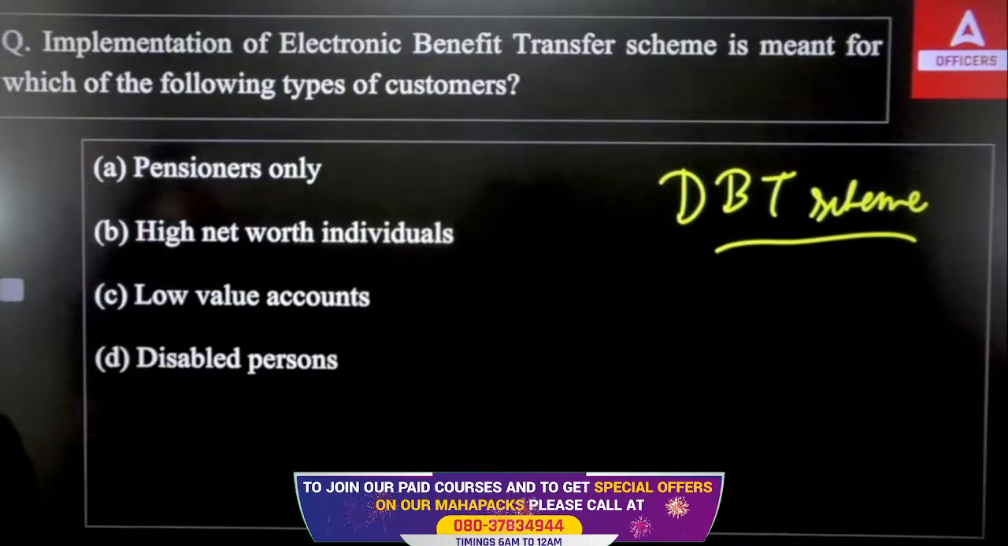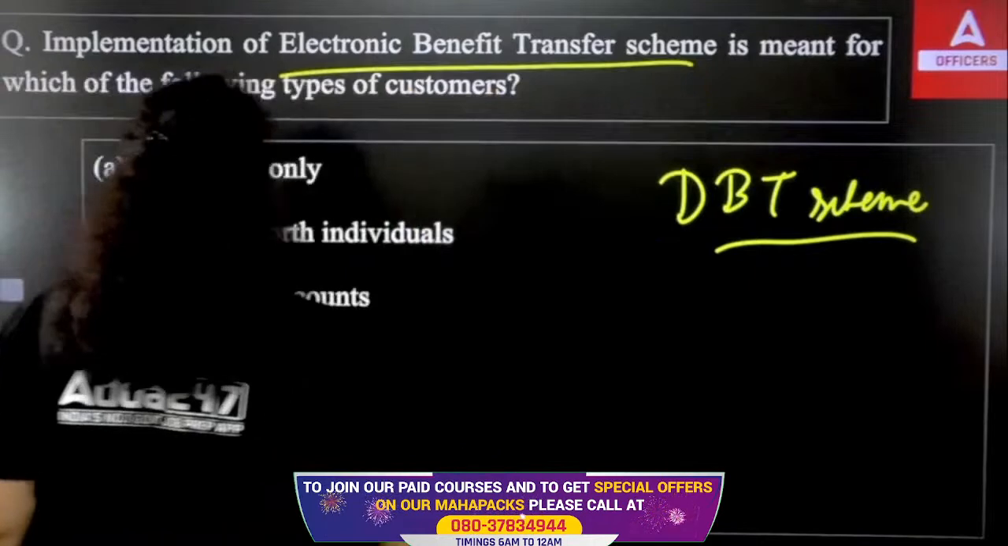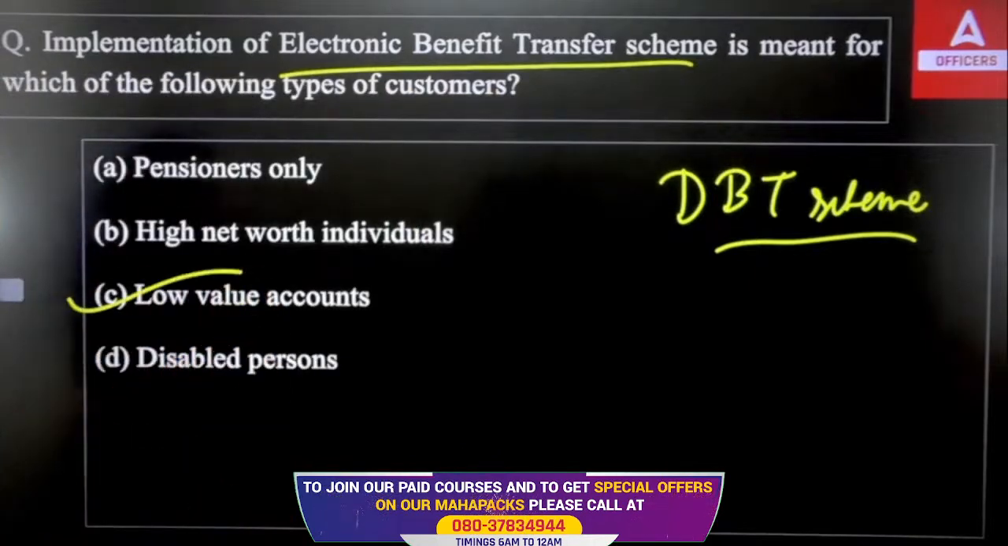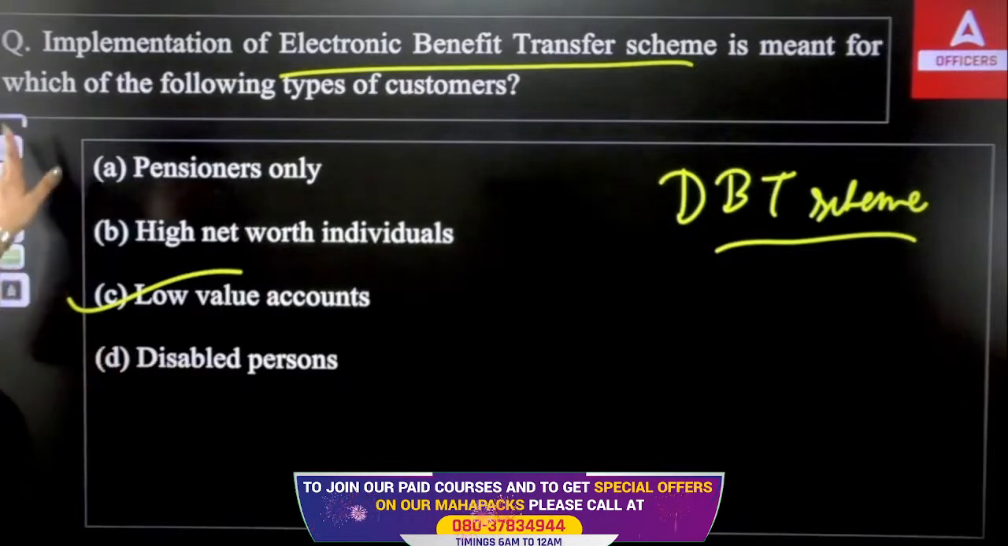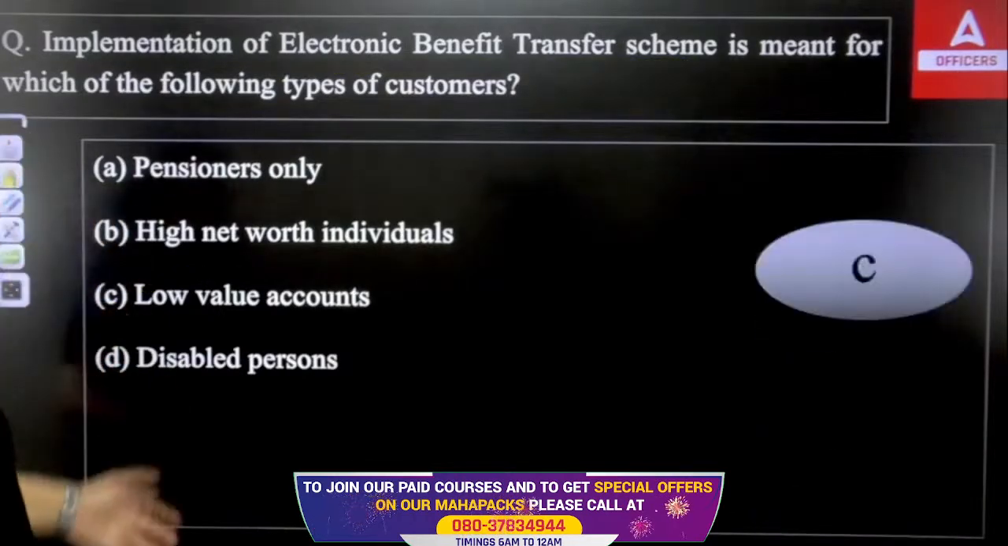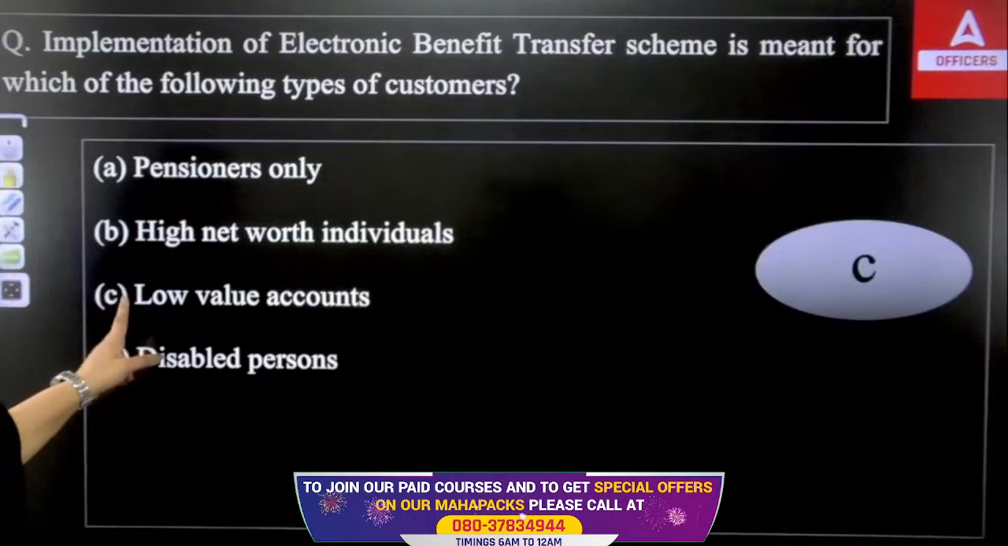Okay, now similarly, the electronic benefit transfer scheme was introduced. It was introduced for what? For low value accounts. Low value account, electronic benefit transfer scheme. So simply the answer will be option C.